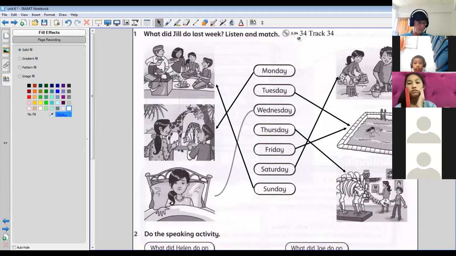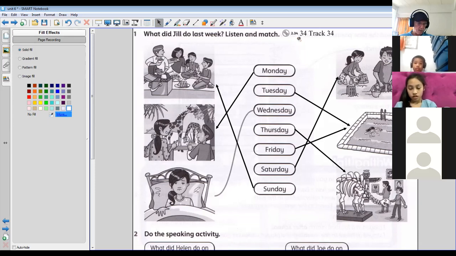Parking. She went to the swimming pool. What number are you, Parking? Number 25. Okay, thank you. What did Jill do on Saturday? Tara. She went to the beach. Tara, your number? Oh, I have your number.